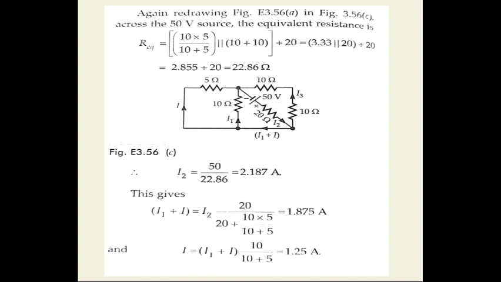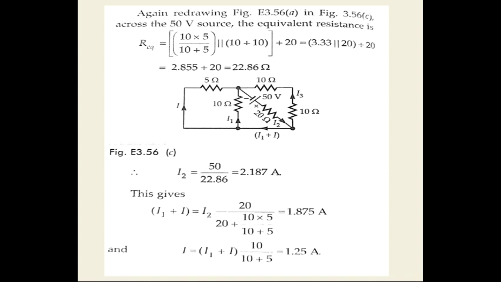This gives I1 plus I is equal to I2. So the value of I2 is 1.875 ampere and the value of I is 1.25 ampere. Now we compare both the equations, I2 and I. Then we say I2 is equal to I, which proves the reciprocity theorem.